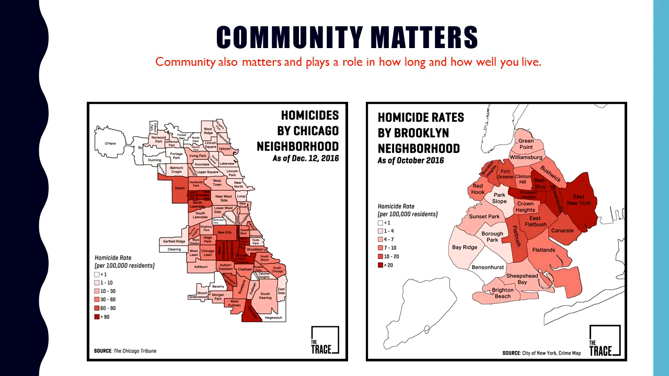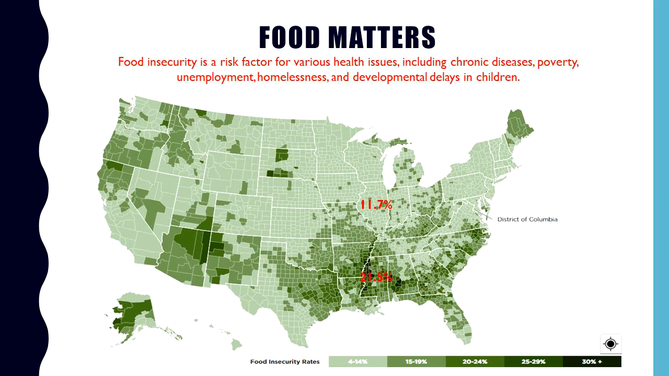Community also matters and plays a role in how long and how well you live. An example of this is the homicide rate by Chicago neighborhoods or Brooklyn neighborhoods. Drastically different, even though in the same city, demonstrating that community matters. Food insecurity is a risk factor for various health issues, including chronic diseases, poverty, unemployment, homelessness, and developmental delays in children. This map shows an example of 2 big differences. In Illinois, there's an 11.7% rate of food insecurity, as compared to Alabama, where there is 21.5% food insecurity. As you can see, across the country, food matters.